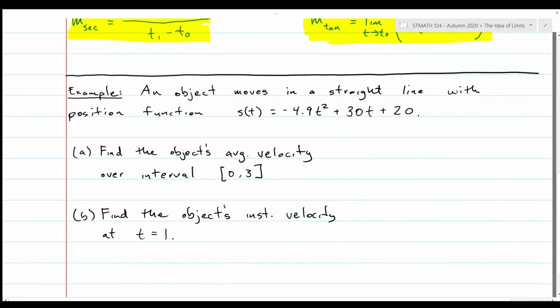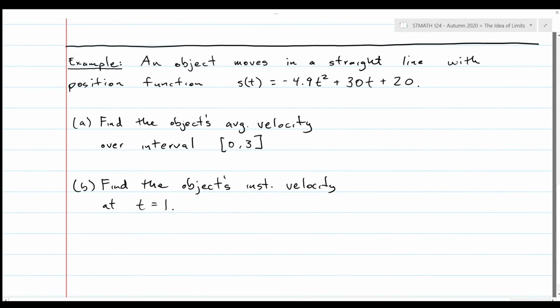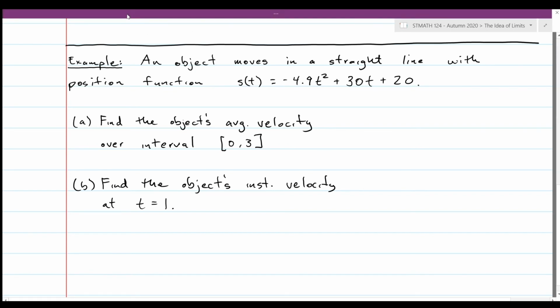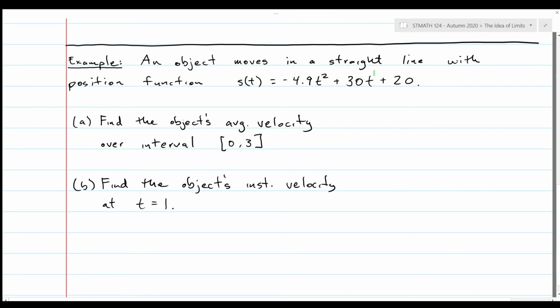So another quick refresher example, just to make sure we're understanding things. Here we have another function that tells us the position of an object moving in a straight line. This time our position function is negative 4.9t squared plus 30t plus 20. And I have two questions set up here that I want to answer. One is to find the object's average velocity on the interval 0 to 3. And then I want to find the object's instantaneous velocity at time t equals 1.